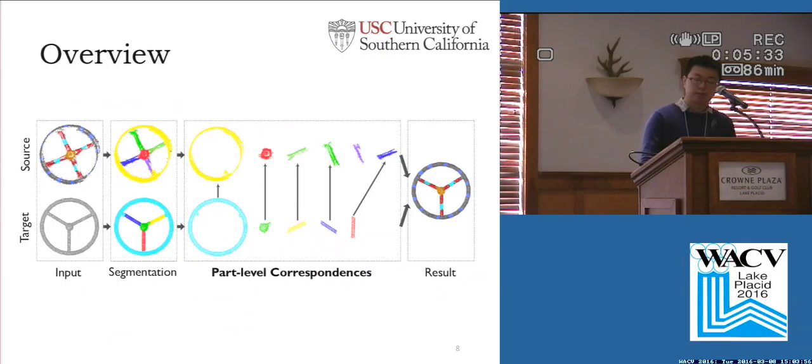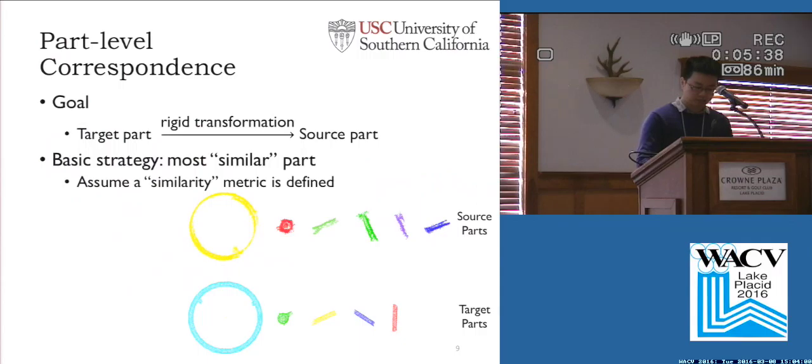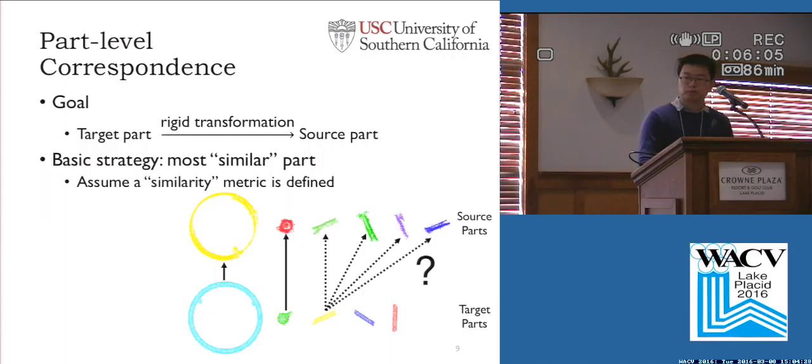Okay, after we identify the subparts for both shapes, we establish part-level correspondence. The goal of this step is to assign each target part a rigid transformation to align with the corresponding source part. Of course, the basic strategy is to find the most similar one for each individual part, if we assume that a similarity metric is already defined. However, this can be not robust. We have no problem finding correspondence for the hub and the rim, but for the spokes, they have multiple equivalent choices, and the matching process can be noise sensitive.